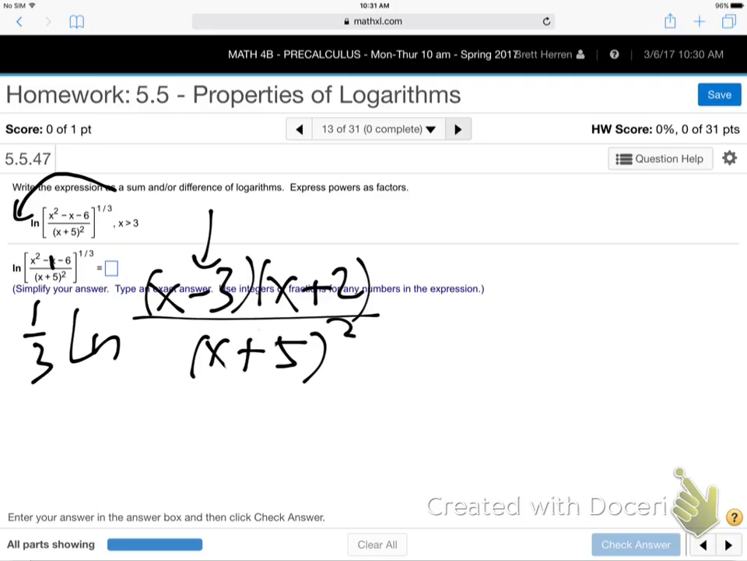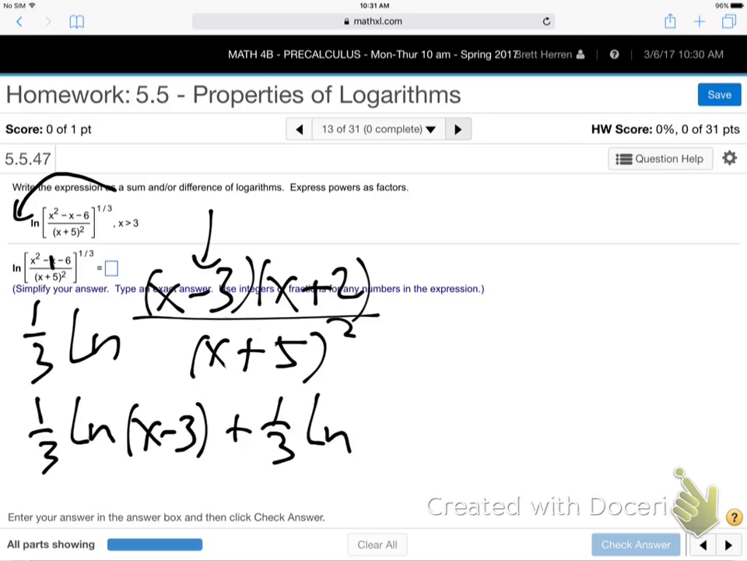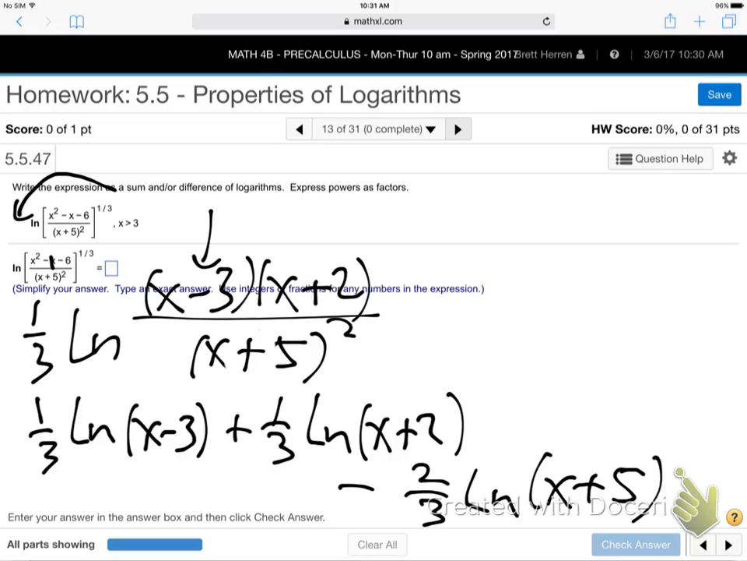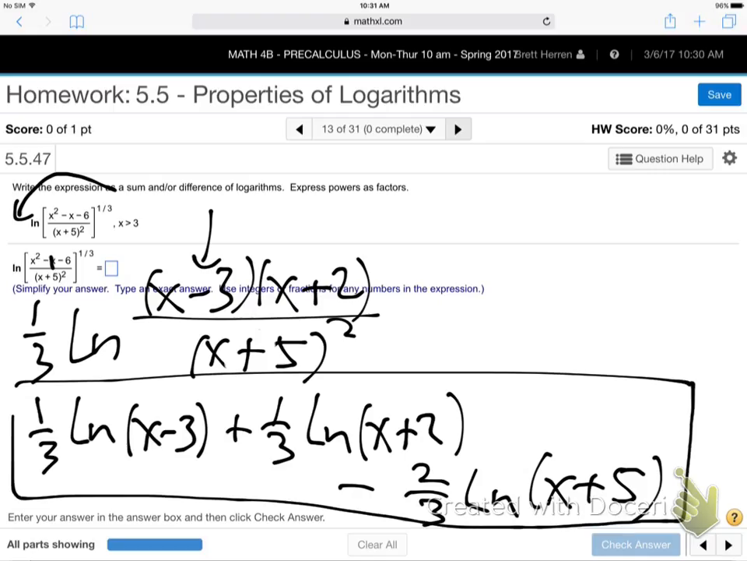Anyway, now I can just break that into 3. That 1/3 will be in front of everybody. It'll actually become 2/3 in front of the bottom one. So 1/3 ln of x minus 3 plus 1/3 ln of x plus 2 minus 2/3 ln of x plus 5. We're done. So here's our answer. Does everybody see why that 1/3 went to everybody?